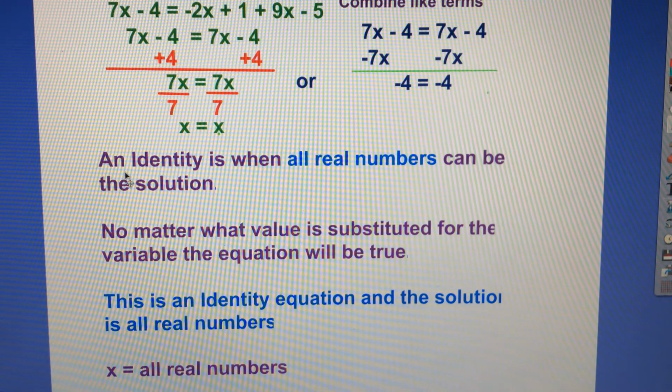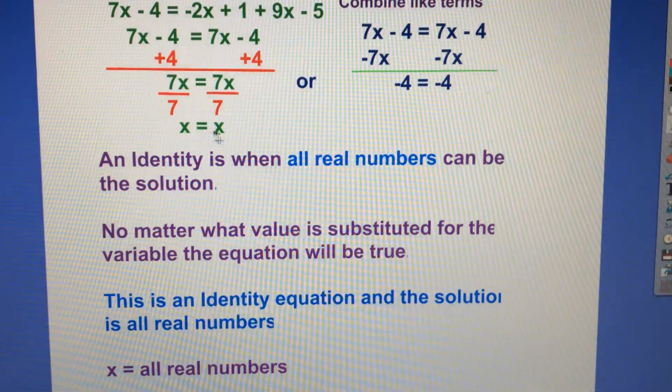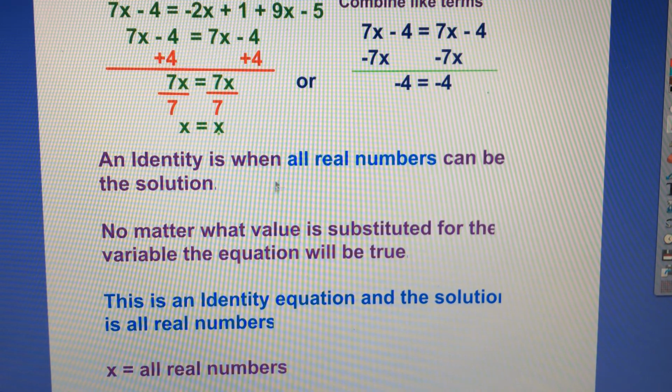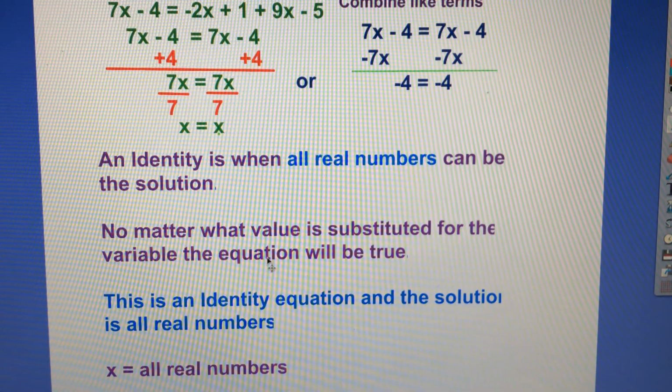This is called an identity. This is when all real numbers can be the solution. No matter what value you substitute in for the variable, the equation will be true. No matter what value x is. If x is 3, then this x is 3. 3 equals 3. Negative 4 equals negative 4. It doesn't matter what the x value is.